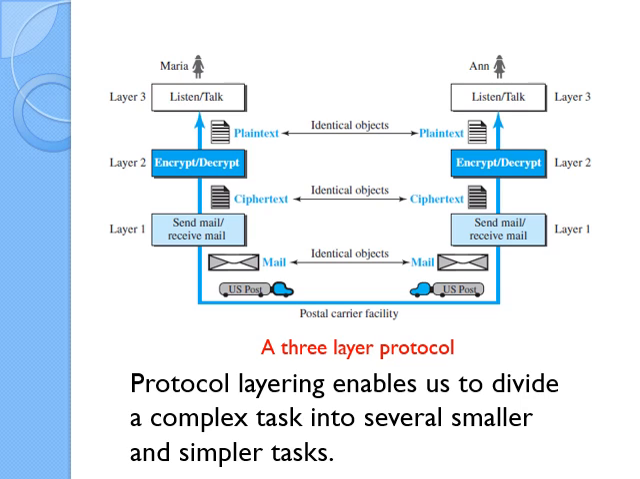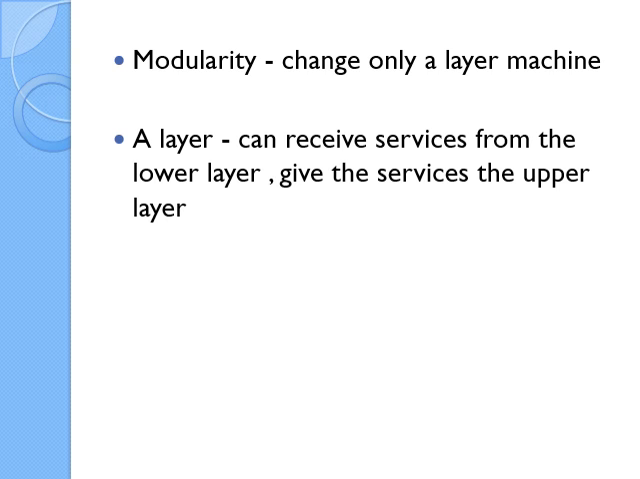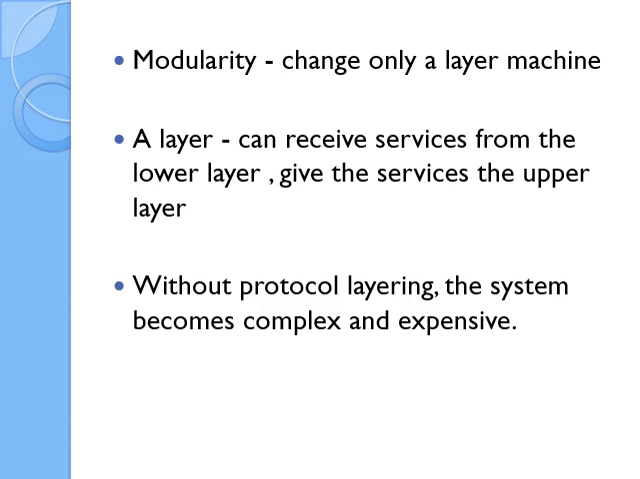So, protocol layering enables us to divide a complex task into several smaller and simpler tasks. For example, if there is a security issue in the second layer, then only the second layer needs to be changed. The other two may stay the same thanks to modularity. A layer provides services to the higher layer, and a layer must be able to accept a set of services from the lower layer. Without protocol layering, each intermediate system would become as complicated as the final system, which would increase the cost of the entire system.